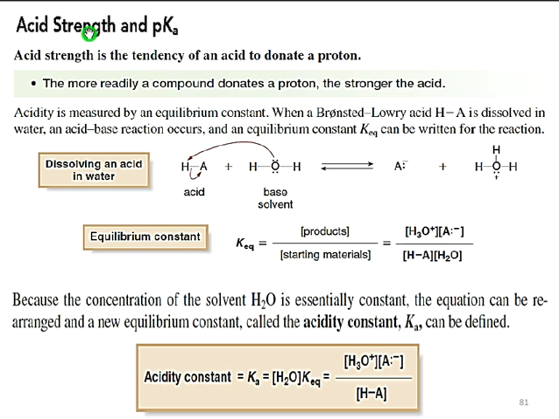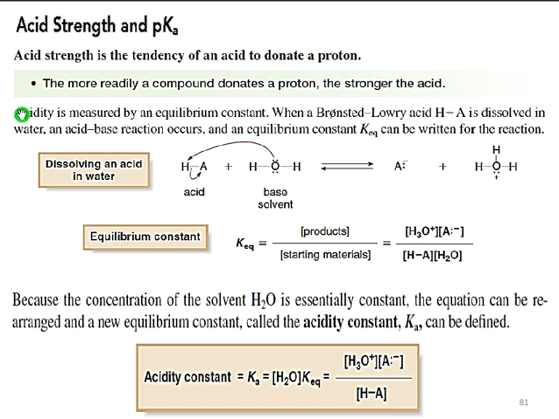And here, the acid strength and the pKa. Acid strength is the tendency of an acid to donate a proton. That means the acid gives you the proton faster, so it will be a strong acid. The more readily a compound donates a proton, the stronger the acid.